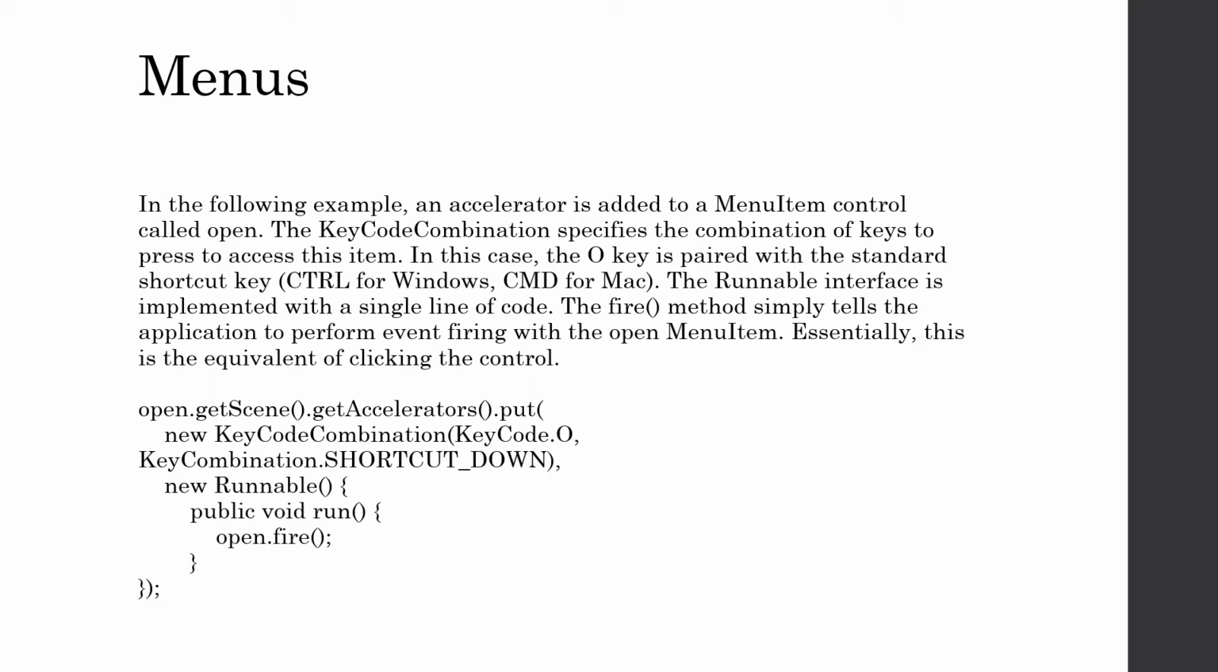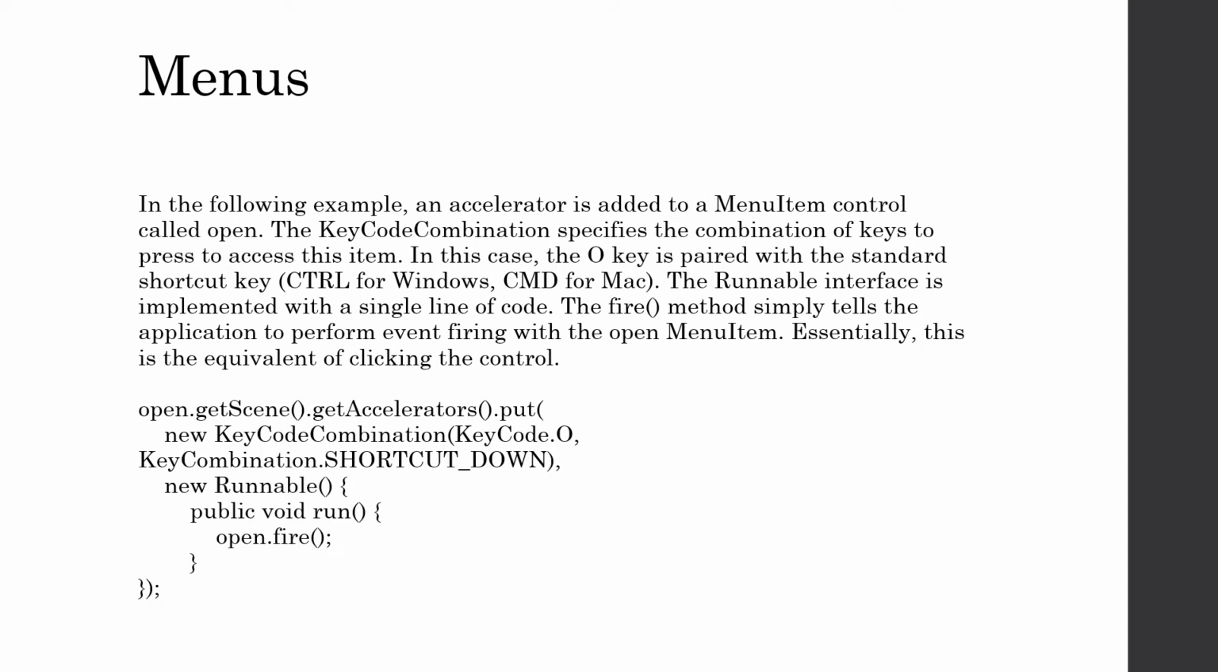You'll see new key code combination, and then I've got my pair of parentheses, and inside of there I start putting in things like a key code and a key combination. So the key code, that's just going to specify a particular letter. The key combination, I use a constant called shortcut down. That shortcut down just means control for Windows or command for Mac.